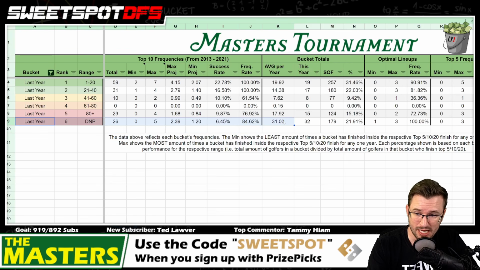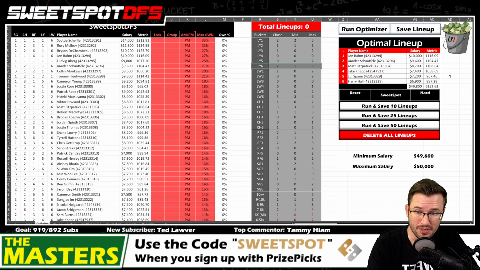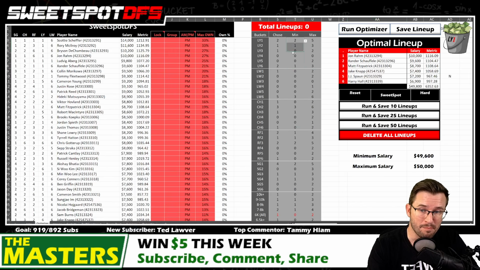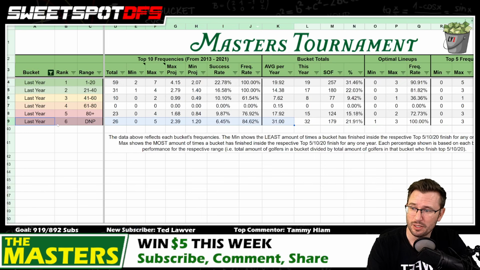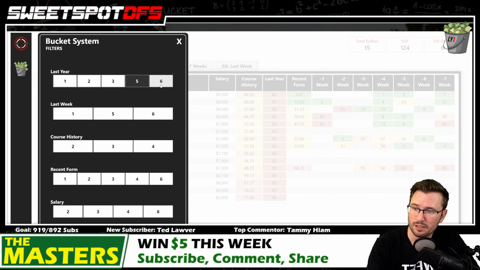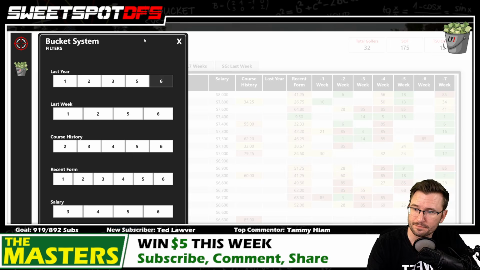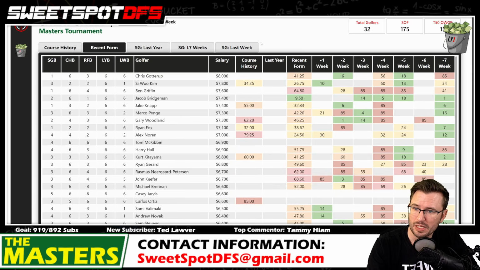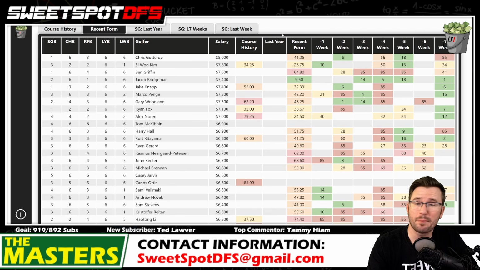Last year's 6s. Now, this is the thing. On the optimizer, I have this as a 1 to 3 bucket. Having this many minimums of 1 or more might be an issue. So last year's 6s, let's take a look. And these are golfers who did not play last year, including golfers who have 0 course history.